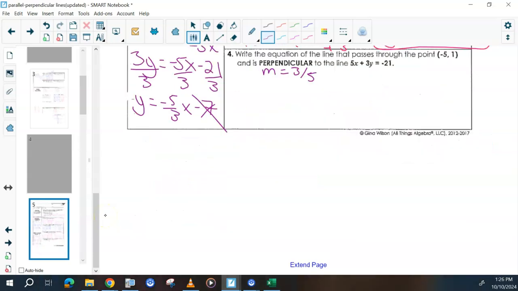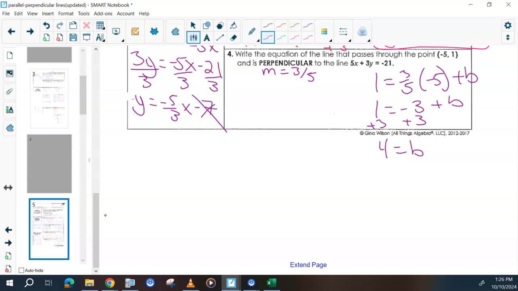And then we're going to use our slope-intercept form for this. So 1 equals 3/5 times negative 5 plus b. Multiply 3/5 and negative 5. The 5s would cancel, the negative would stay there, so would the 3. And we could add 3 on both sides. So that our equation would be y equals 3/5 x plus 4.